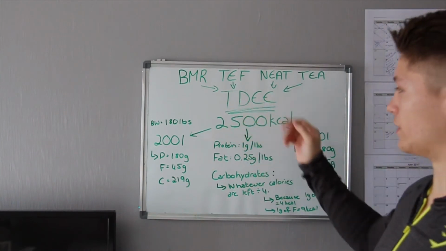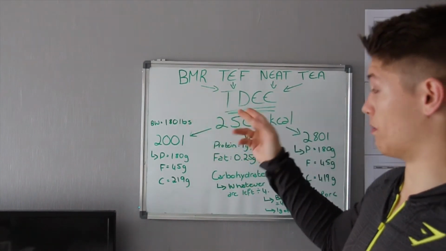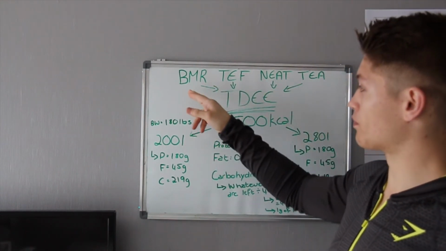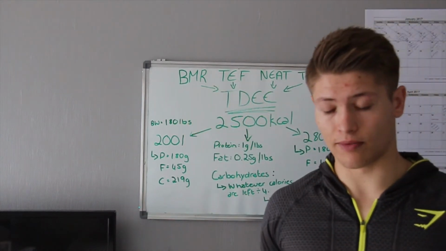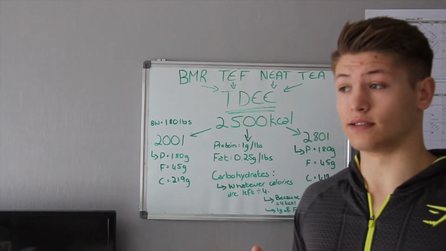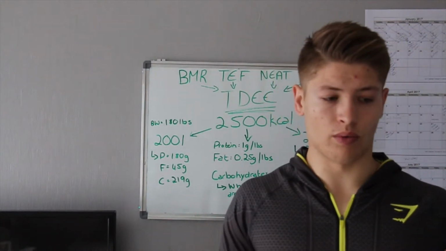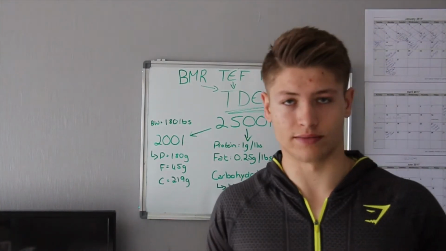Now how do we get to our TDEE? Your TDEE consists of these four things. One, your BMR. This is your basal metabolic rate. Your basal metabolic rate is the amount of calories that you burn at rest. So when you're sleeping, when you're sitting down, basically when you're doing nothing.